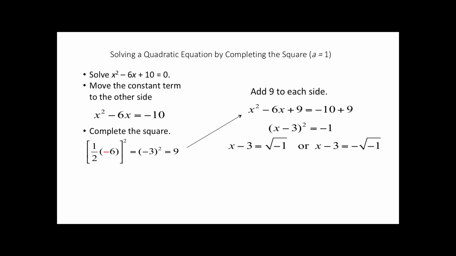Now remember, square root of negatives we can't do, but that's where imaginary numbers come in. And the square root of negative 1 is actually i. So when we add 3 to both sides, we get 3 plus i or 3 minus i. So the solution set, you should have gotten 3 plus or minus i. So let's put it all together.